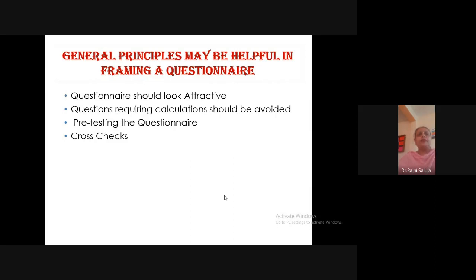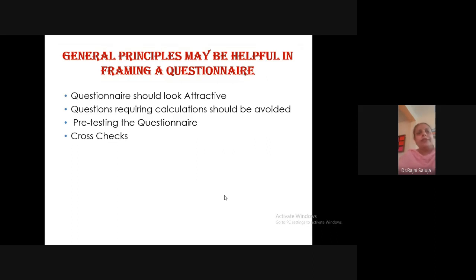Now next is that the questionnaire should look attractive. The questionnaire should be prepared in a very proper manner. It should be properly typed on A4 size sheets, with proper spacing, and it should be neat and clean so that the people are interested to answer the questions.